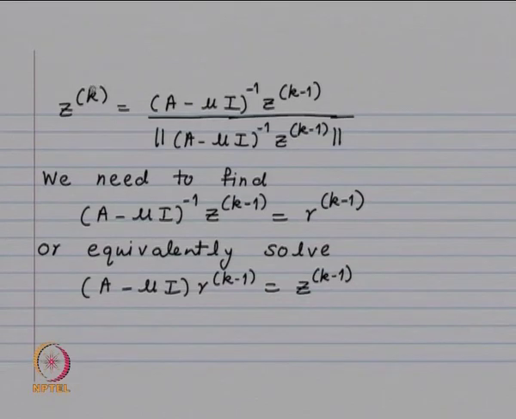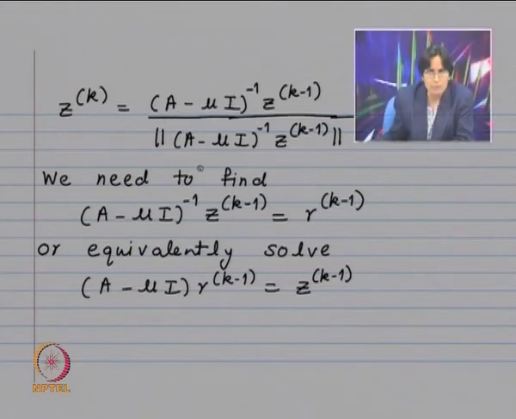Now, we will see that it does not matter in this particular case. So, in the inverse power method, we need to find z_k to be equal to (A minus mu I) inverse z_{k-1} divided by the norm of (A minus mu I) inverse z_{k-1}. Now, we are not going to calculate (A minus mu I) inverse.